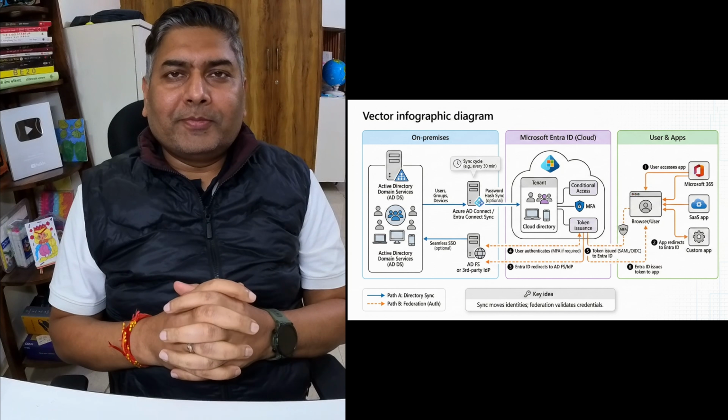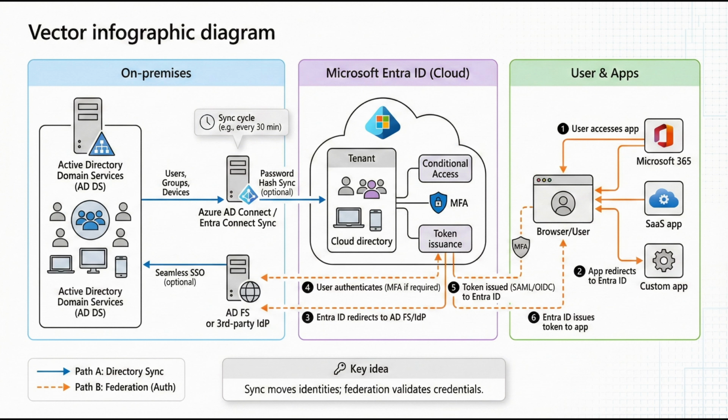So let's get started. Let's think of this picture as three worlds working together. The first you see is on premises, then we have cloud, and the third one is user and application. When I say on premises, it means your local data center, and cloud means Microsoft Entra ID as per this scenario. User and application are mostly integrated in a cloud, or it can be on premises.